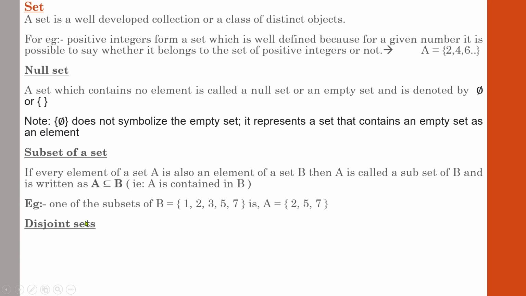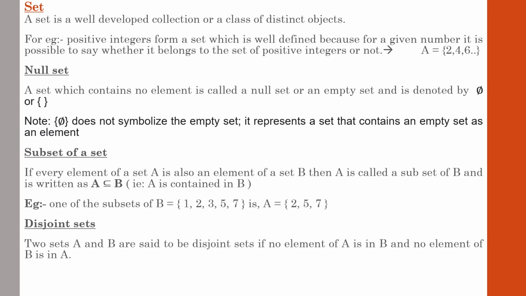Next one, disjoint sets. As the name suggests, disjoint means separate. Two sets, for the time being we are using A and B, are said to be disjoint sets if no element of A is there in B and no element of B is there in A. That is known as disjoint sets.